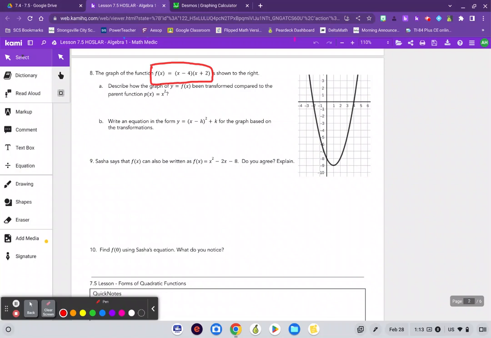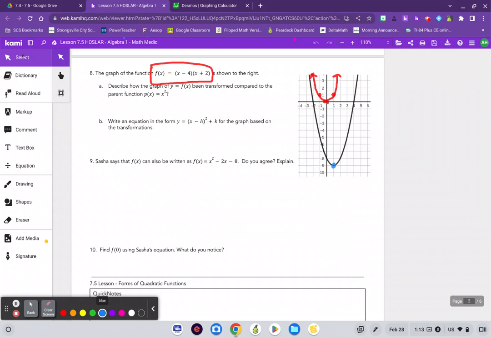It says describe how the graph of f of x has been transformed compared to the parent function, y equals x squared. So recall that the parent function had a vertex at 0, 0. See, I'm just going to draw that in, 0, 0. And now I have to describe how this new graph has changed compared to that parent function. In other words, where's the location of my new vertex?